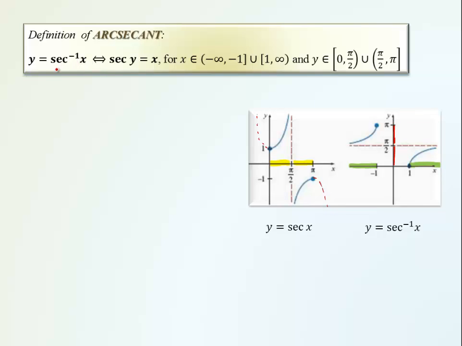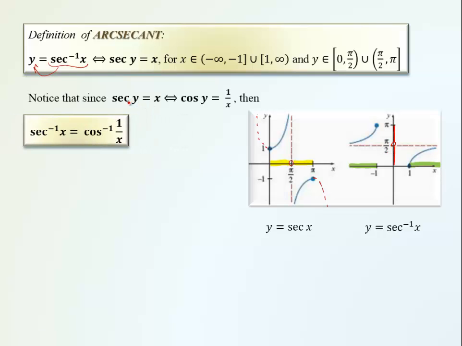And here we have the formal definition. As usual, arcsecant of x is such an angle y that secant of y gives you back the input x. Input x is taken from -infinity up to -1 or 1 to infinity, and the output sits in the interval from 0 to pi except for the point pi half.